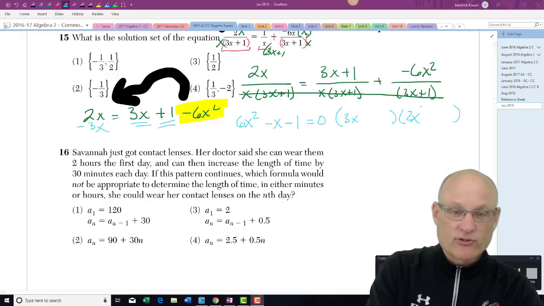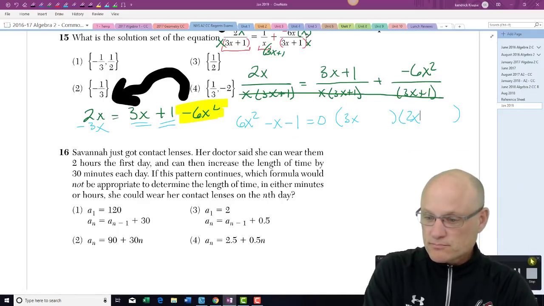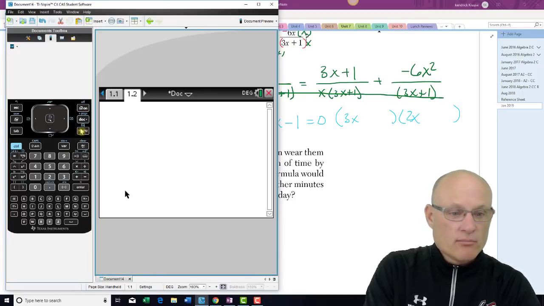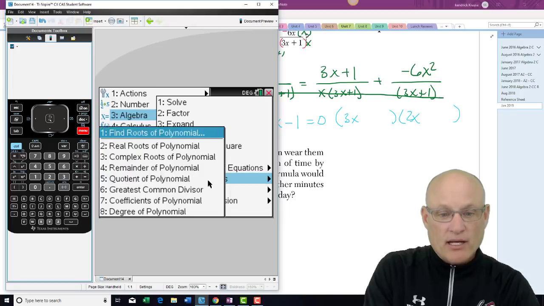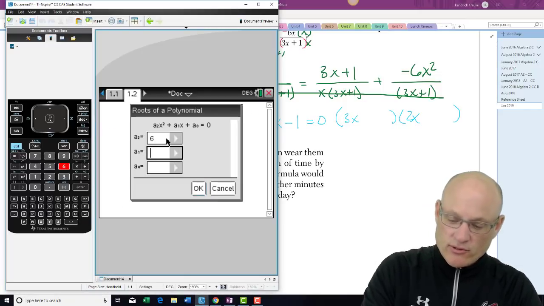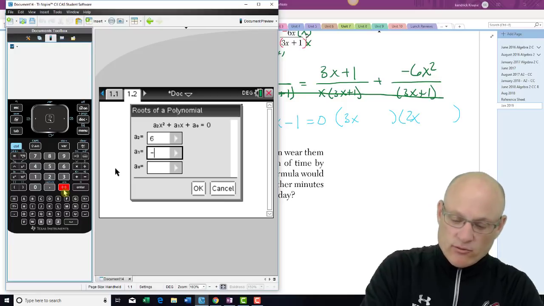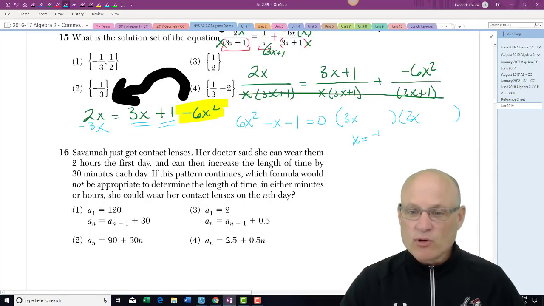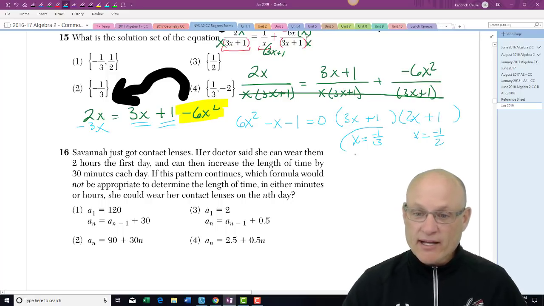But I might go to my calculator and just do menu 331. So calculator, menu, algebra, polytool, solve a polynomial. Change this to complex always. 6, negative 1, negative 1. And there we go, x equals negative 1/3. So those are my answers, x equals negative 1/3, so this is plus 1. And x equals negative 1/2, and this is plus 1. So these are my answers.